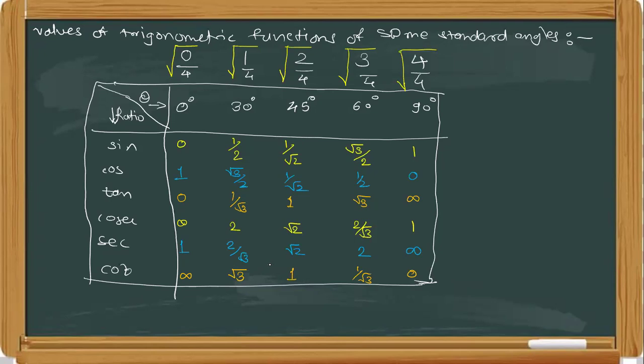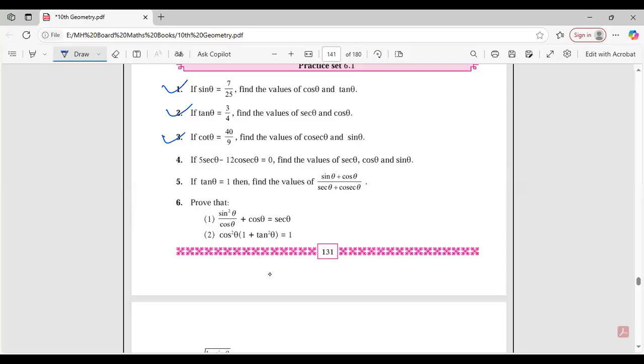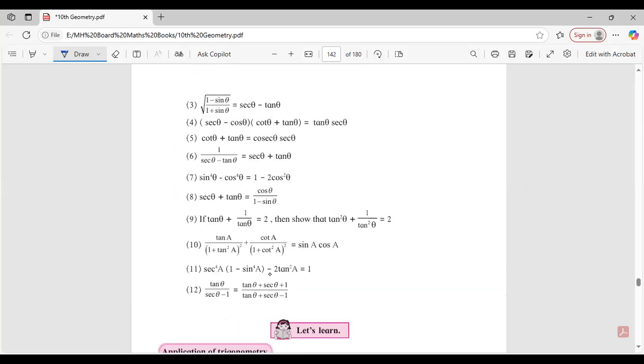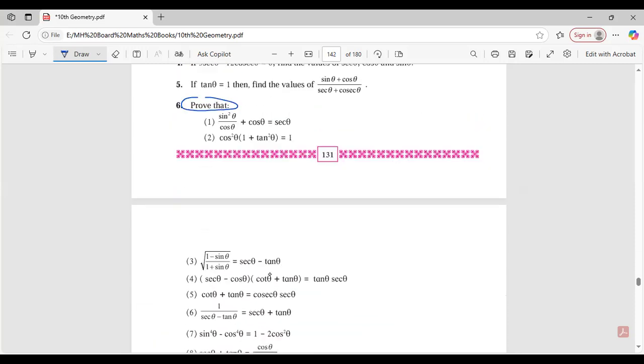So here, I think we have solved these questions. This was solved, this solved, this was also solved. Shall we move towards prove-that type questions? A lot of questions are there. So let's solve these questions one by one. Is there any doubt? No.